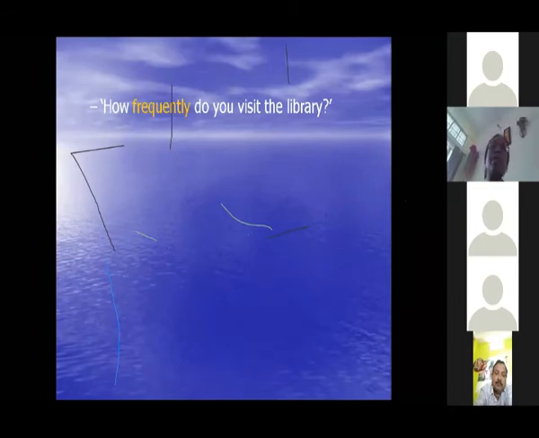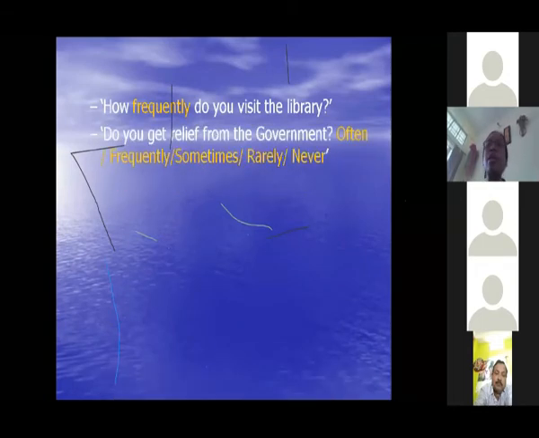Again, observe the statements on this slide. How frequently do you visit the library? The word "frequently." Next statement: do you get relief from the government? Often, frequently, sometimes, rarely, and never.